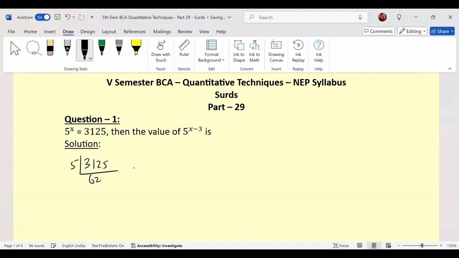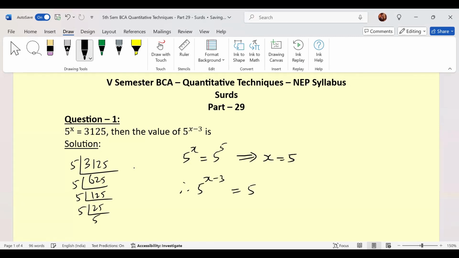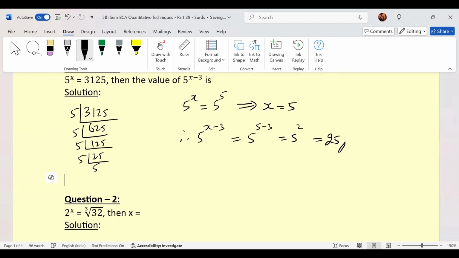First, we will have 625 if I divide by 5, then 125 again if I divide by 5, then 25, then 5. That means we can write 5 power x is equal to 3125, which is nothing but 5 to the power of 5, which means our x is 5. Therefore, 5 to the power of x minus 3 will be 5 to the power of 5 minus 3, which is 5 square or 25. That will be the solution. Let us move on to the next question.